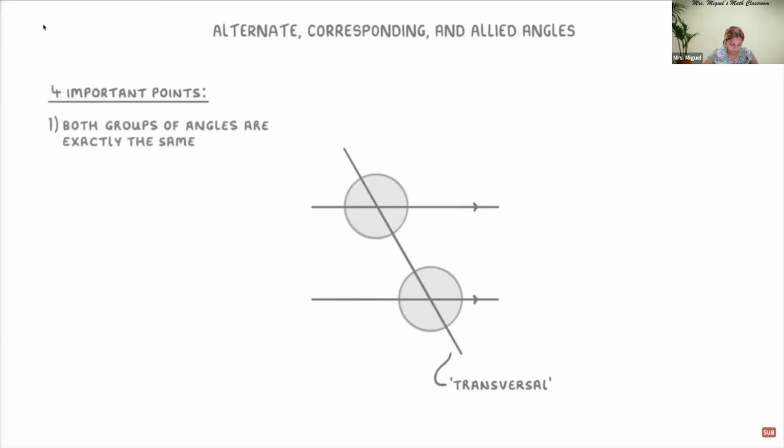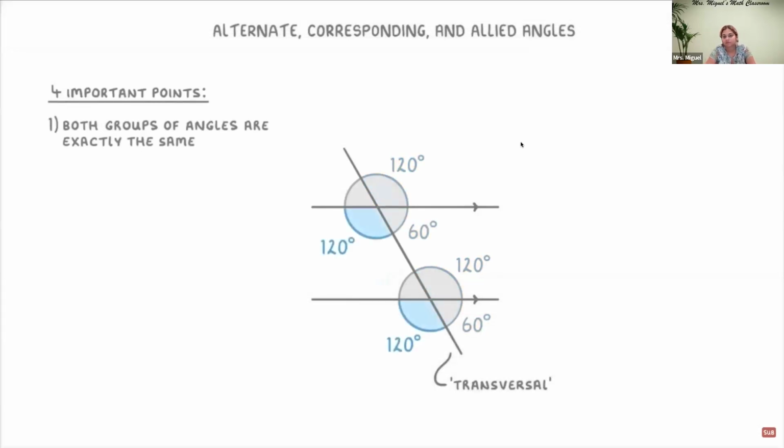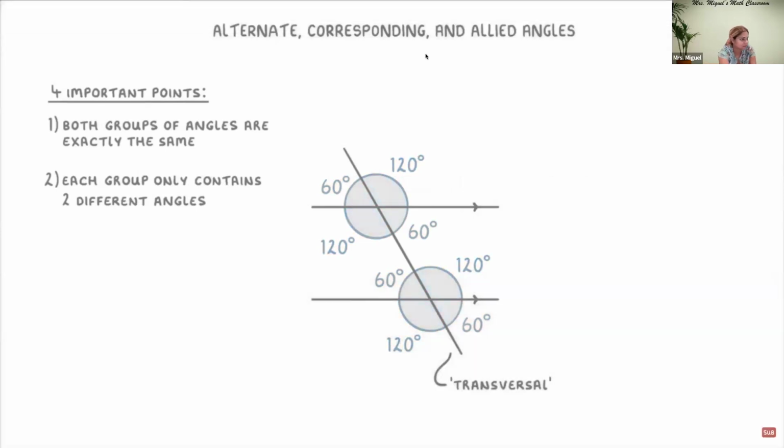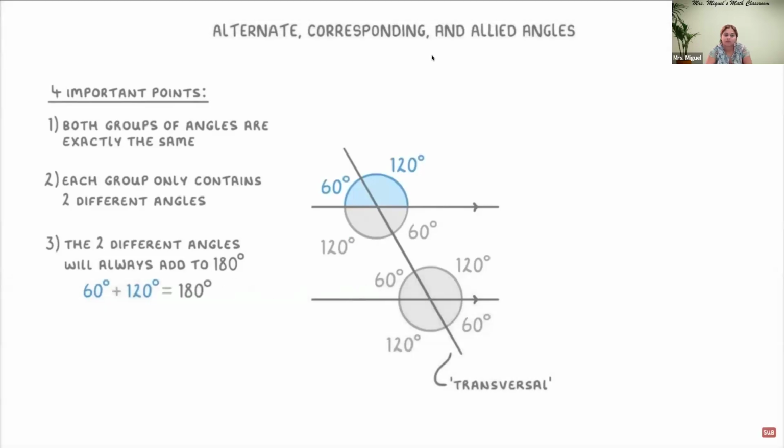The first is that both groups of angles are exactly the same. For example, in this case, they both have a 120 degree, a 60 degree, another 120 degree, and another 60 degree angle. The second point is that each group only contains two different angles. In this case, 60 degree angles and 120 degree angles. The third point is that the two different angles will always add up to 180 degrees. For example here, where our angles are 60 degrees and 120 degrees, these two add up to 180 degrees.